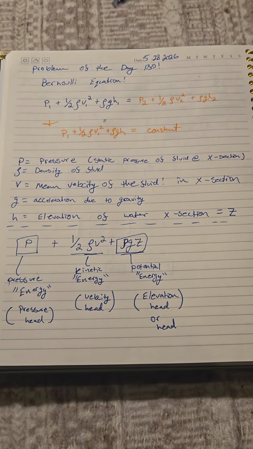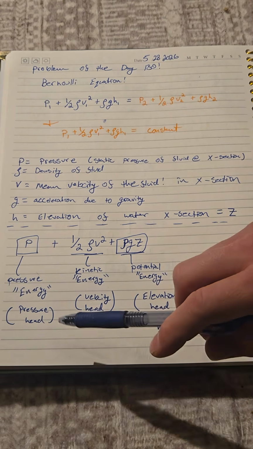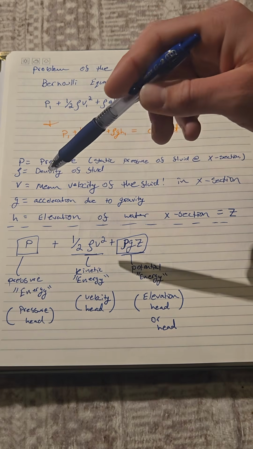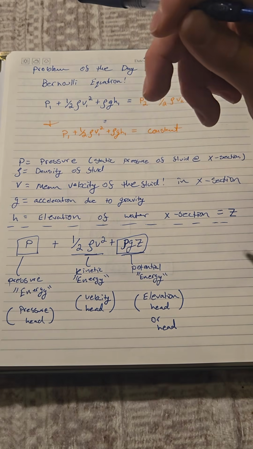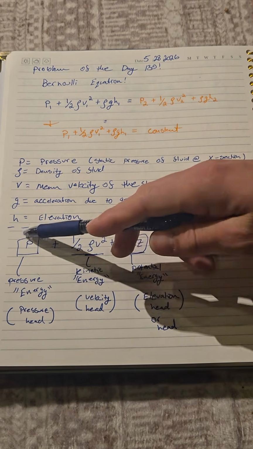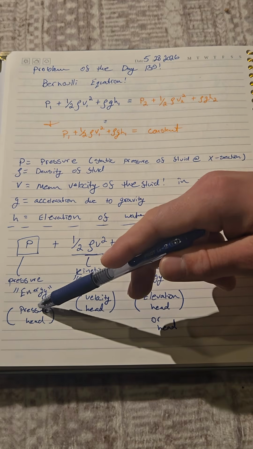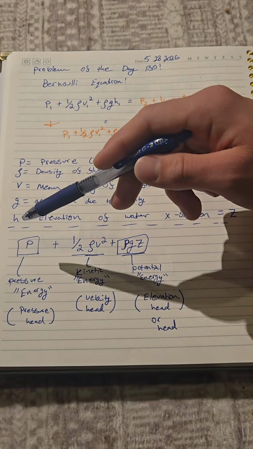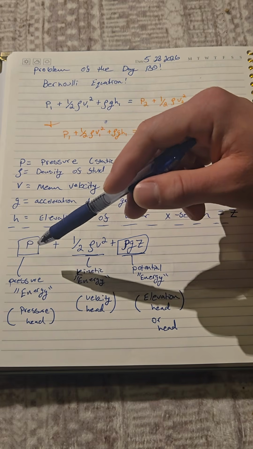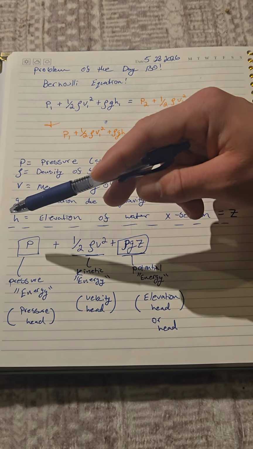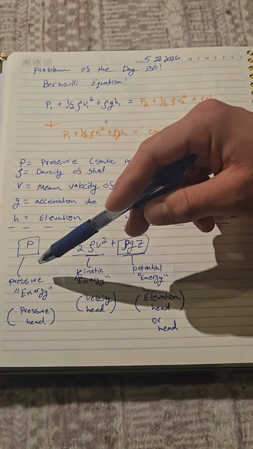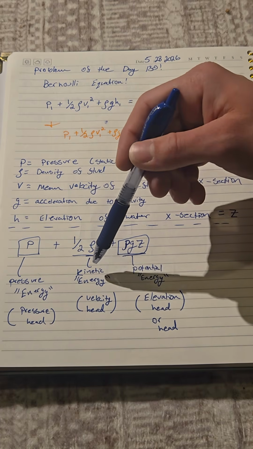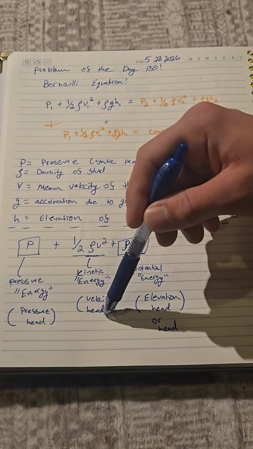And then with this, we can kind of think of each term as a separate form of energy per se. So we got pressure, which is pressure head, basically like the actual pressure in, sometimes it can be atmospheric pressure or just the pressure applied in general. And then you got kinetic energy, which is the velocity head.